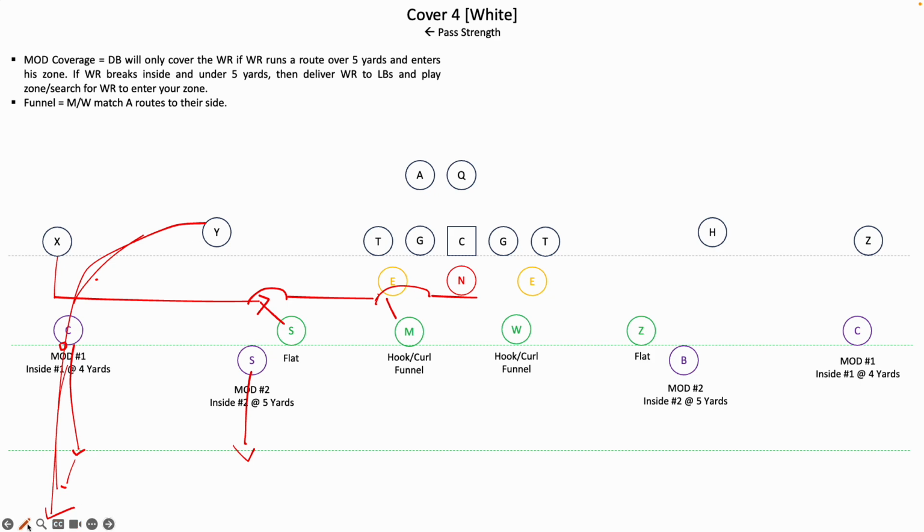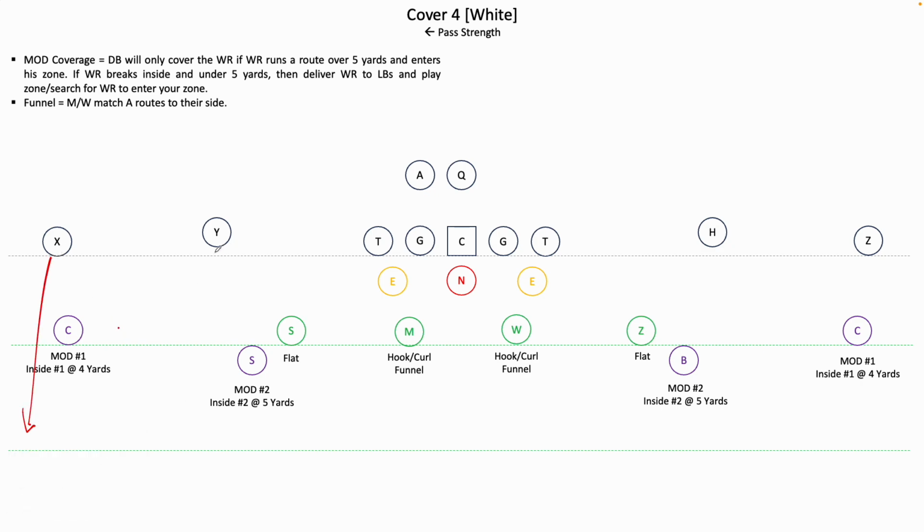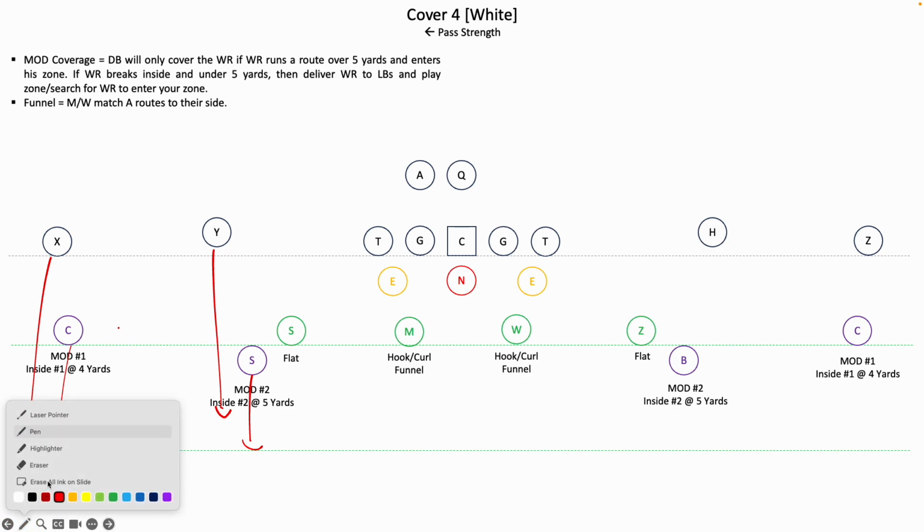All right, let's go over some other concepts. Let's do just straight verticals. Well, this is easy. The corner is going to take the number one. The Spartan's going to take the number two. Okay, simple enough.